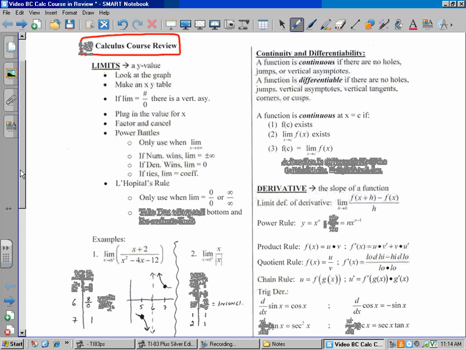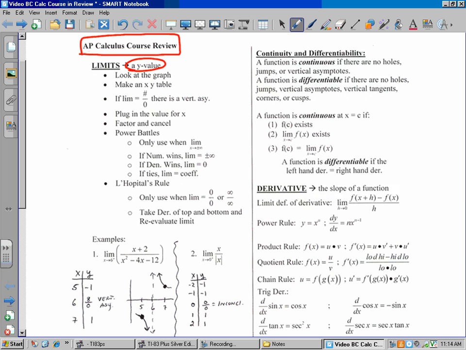Limits is one of the first topics that we looked at. A limit is simply a y value. I don't know if you could see this. Hopefully you have this printed out in front of you, but a limit is simply a y value. So there are different ways to figure out what that y value is. One of the things you could do is just plug in the value for x to determine the y coordinate.